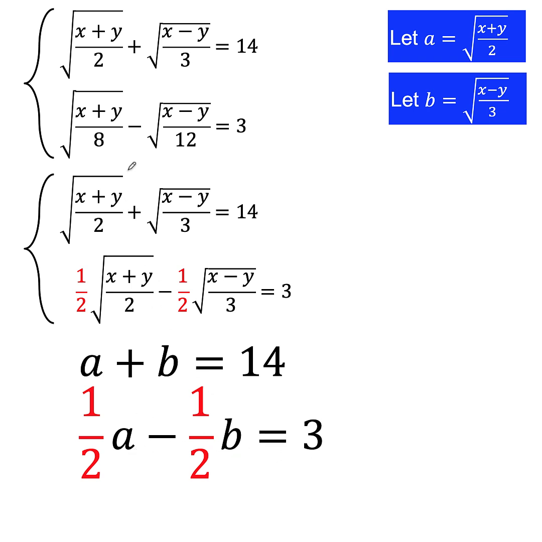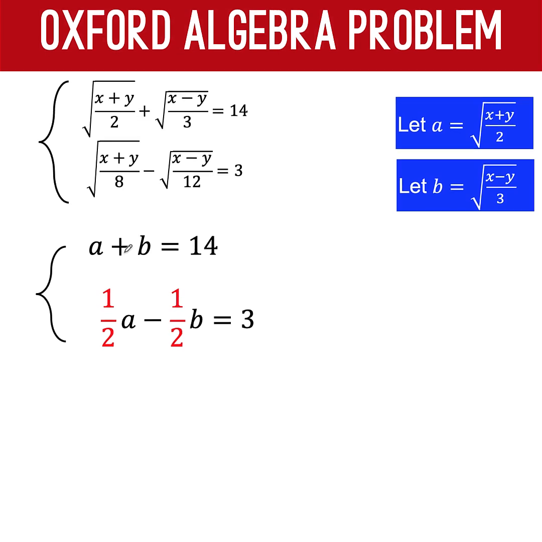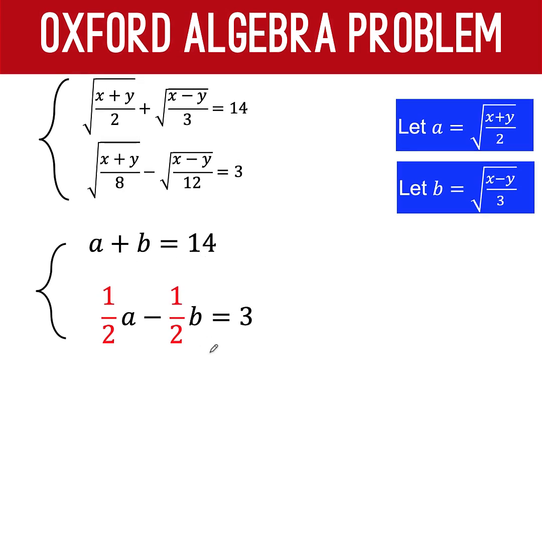What we did is we substituted the square root of (x plus y) over 2 by a. So this one is also substituted by a. The square root of (x minus y) over 3 is our b. So we now have this b, and this one is also replaced by b. All the rest are just copied. And because of that, we now have a simpler equation to work with.